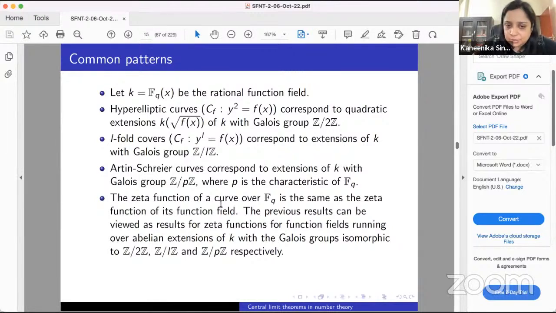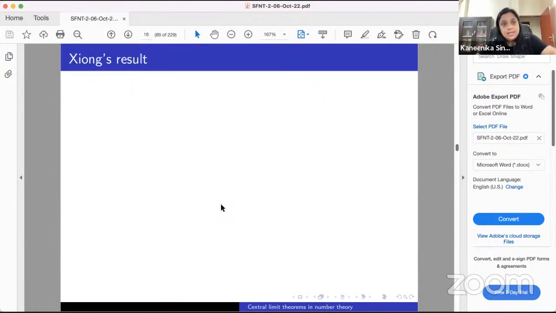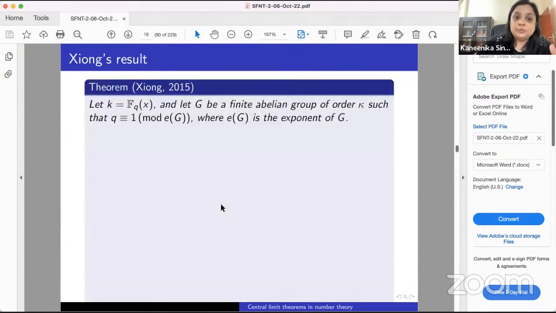So this leads to a general question whether we can actually restate all the previous theorems in terms of zeta zeros as we run over abelian extensions of our function field F_q(x) with a certain finite Galois group. Okay, so this is what Maosheng Xiong proved in 2015. It's a very, very beautiful, more general theorem.